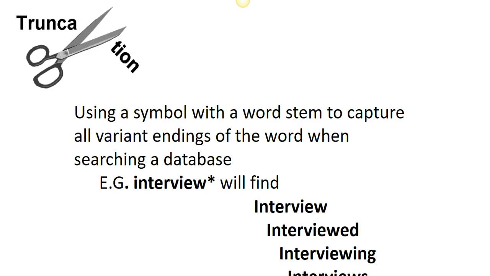Another trick, which again might help you or might not, is a thing called truncation. And when we truncate something, we cut it short. And truncation for a database is taking the stem or root of a word, finishing it with a symbol, which is usually an asterisk, and that's an instruction to the database to look for all the variant endings of the word. So interview with a star will find interview, interviewed, interviewing, and interviews.